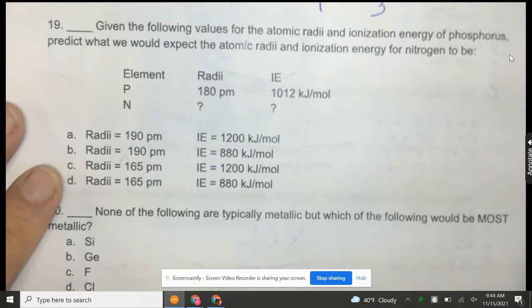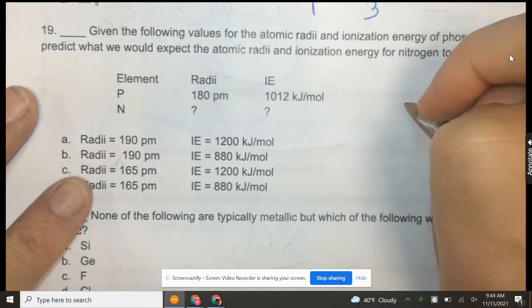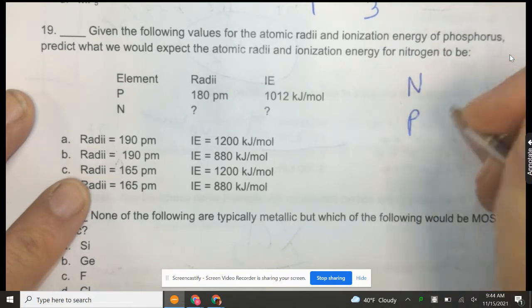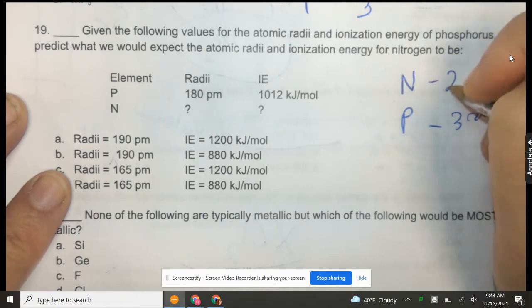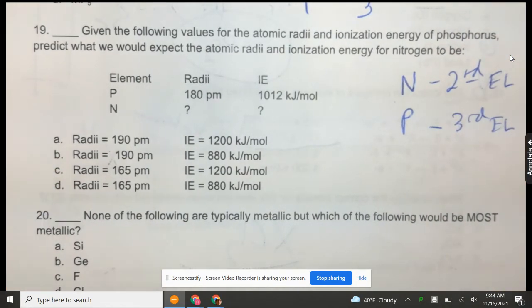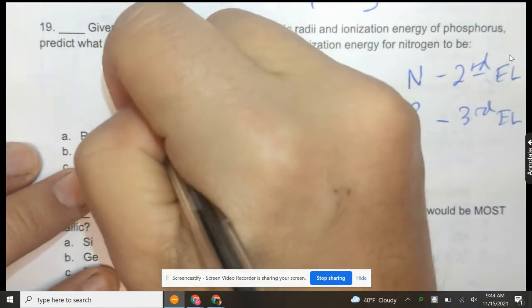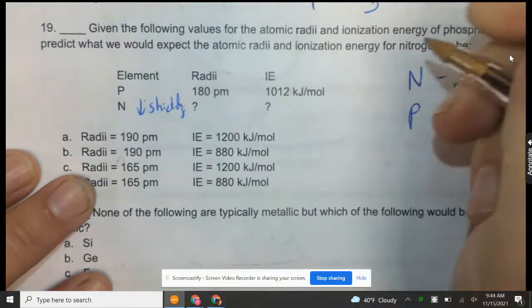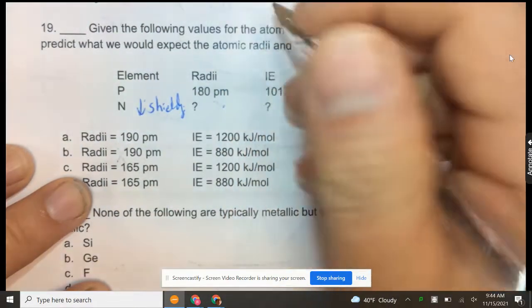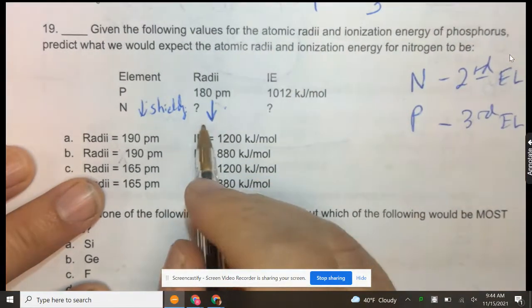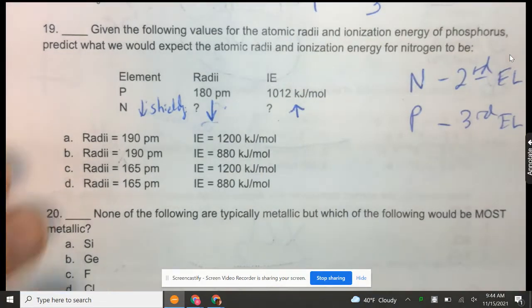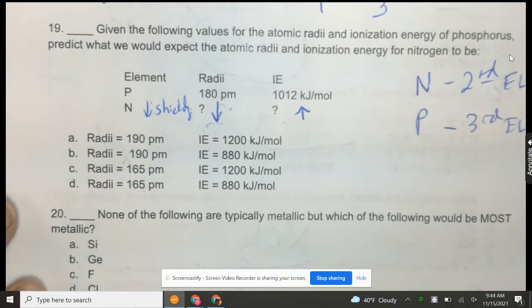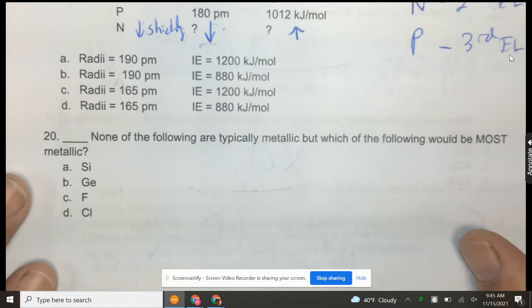For here, we're comparing phosphorus and nitrogen. Phosphorus is in the 3rd energy level, so 2 layers of shielding. Nitrogen is in the 2nd energy level, just 1 layer of shielding. So nitrogen has less shielding, so a stronger pull on its electrons, which is going to make the radii smaller. Since there's a stronger pull on the electrons, it's going to take more energy to remove it, so it would have a higher ionization energy. C fits the bill.